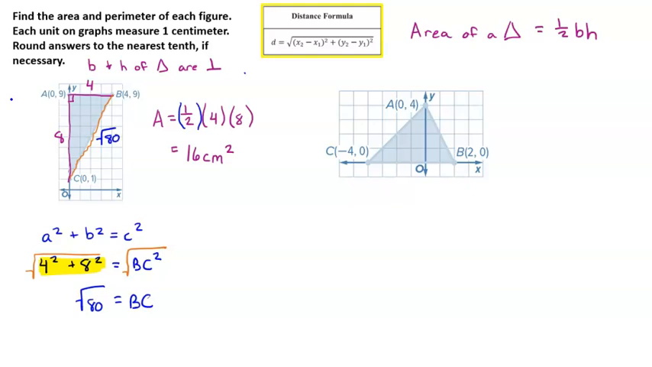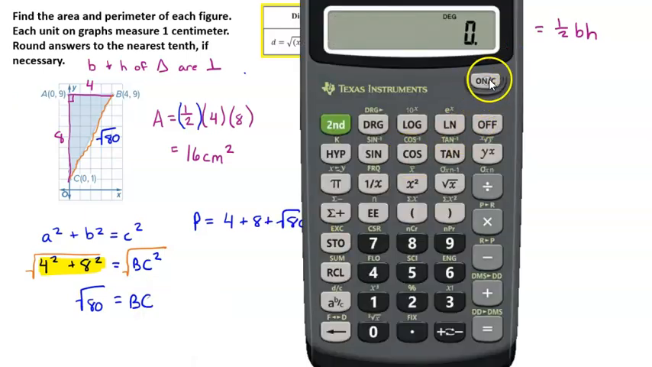And then for my perimeter, I'm just adding all of these together. So for my perimeter, I've got 4 plus 8 plus the square root of 80. Let's go ahead and put that into our calculator. So I'm just going to clear. 4 plus 8 plus 80, then hit your square root button for this particular calculator, and we get 20.94.